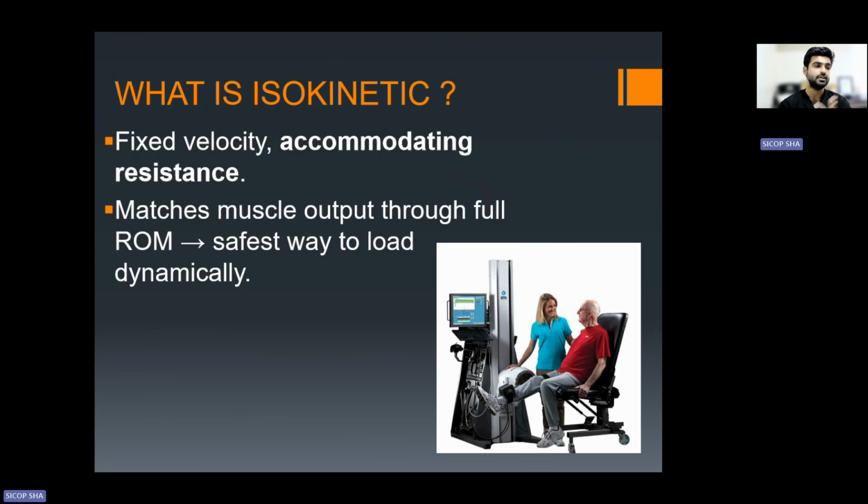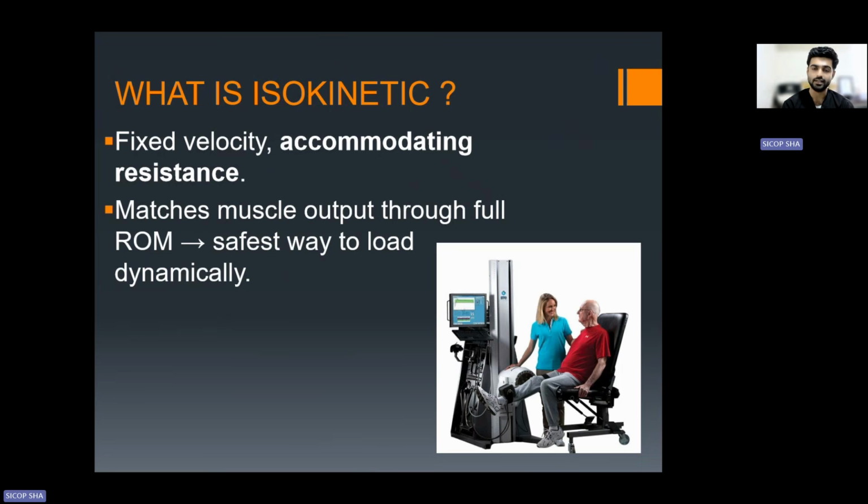Okay. So first we understood what is isokinetic. So we have three different categories of muscle contraction: isometric contraction, isotonic contraction, and isokinetic contraction. Isometric contraction is a muscle contraction when there is no movement happening. What is isotonic? Isotonic is a constant tone when there is a movement. What is isokinetic? So isokinetic is basically a fixed velocity movement with accommodating resistance.